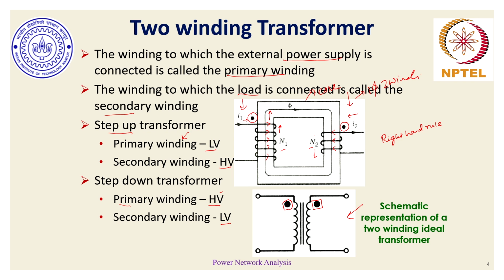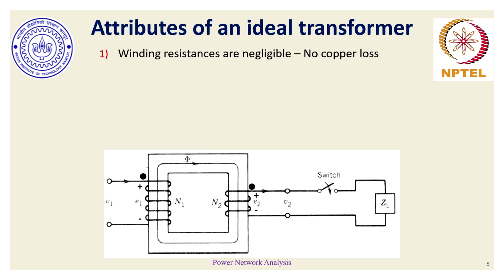One thing I missed in this particular slide: there is a term mentioned here called ideal transformer, and this equivalent circuit that we have drawn is actually applicable only for an ideal transformer. So let's talk about what the attributes of an ideal transformer are. There are 4 common attributes.